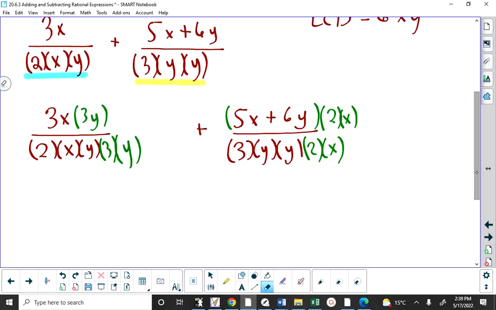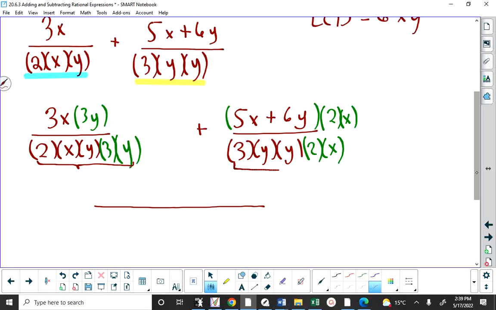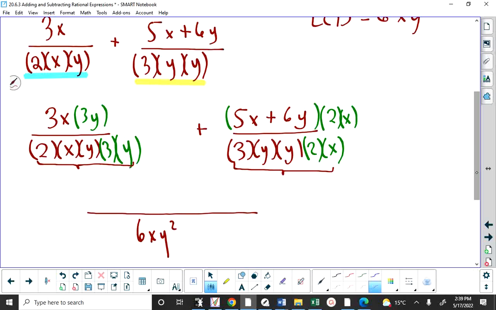So just as a double check, and you will get better and better at this, if I put these over the same thing and I figure out what this is, I better get the same thing as when I figure out what this is. Right? They have to be the same denominator. And they're both 6xy squared. So this is over 6xy squared. And I have 3x times 3y plus 5x plus 6y times 2x. So I'm going to pause there and see, does anybody have any questions?